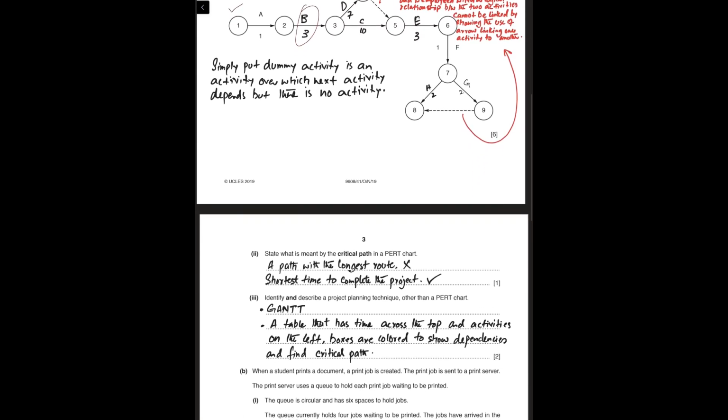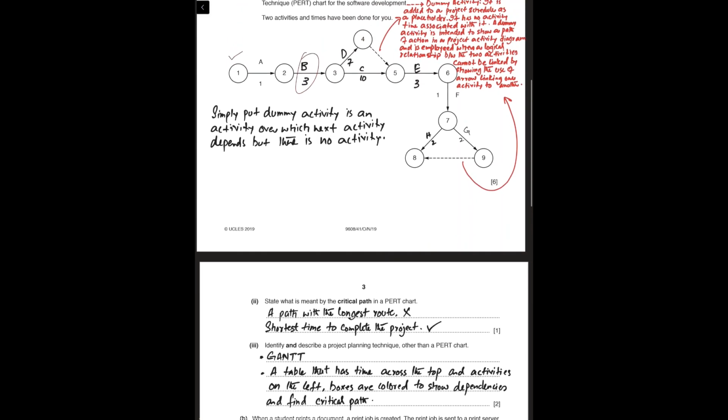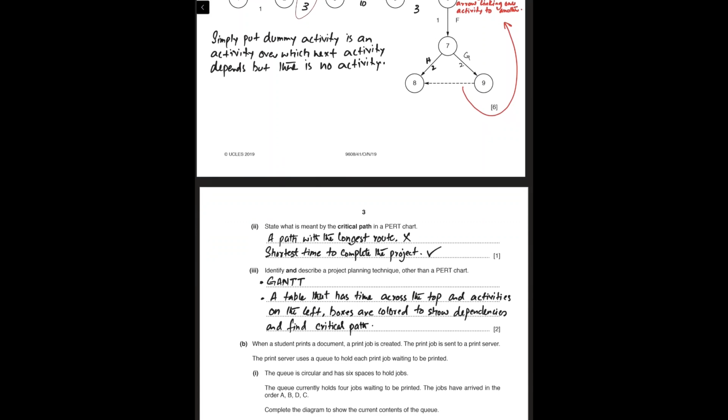Now, second, A3: identify and describe a project planning technique other than PERT. There are two techniques in the syllabus. One is PERT and the other one is Gantt. Unlike PERT, Gantt is not an abbreviation; rather, Gantt is named after its inventor.